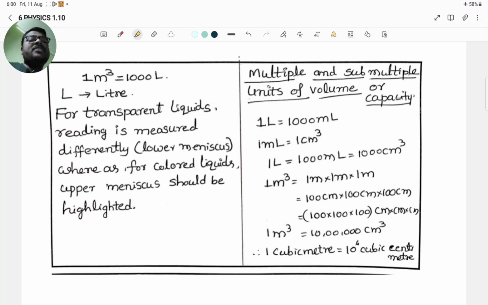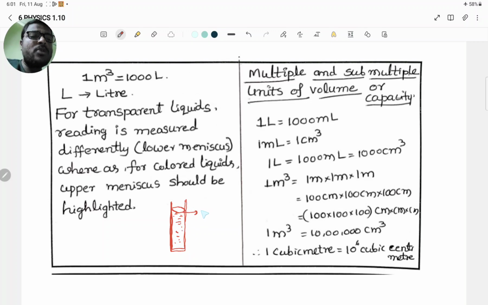Sir, one important point is there. For transparent liquids, the reading is measured at the lower meniscus, whereas for colored liquids, the upper meniscus should be taken. See here, when you measure the volume of liquids by using any jars, in that situation you have to take the lower meniscus. For example, this is the measurement jar, and this is the liquid in it.